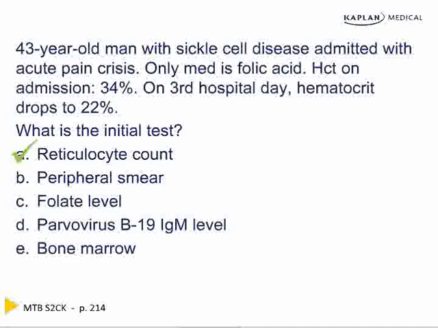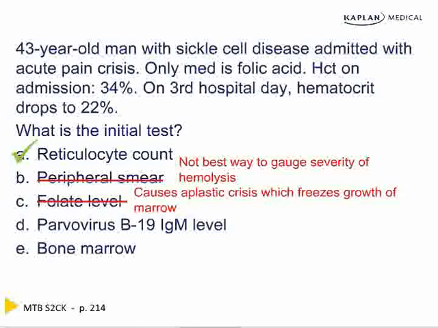This is parvovirus. But with parvovirus, the first thing you do to see whether it's freezing that marrow is the reticulocyte count. Remember, the peripheral smear can't gauge the severity of hemolysis, and the peripheral smear doesn't help us here. We know the guy's got sickle cell disease. If he's on folic acid, there's no point doing a folic acid level right now. You see, folic acid deficiency causes aplastic crisis, which freezes the growth of the marrow, but he's on folic acid. Parvovirus suddenly freezes the marrow in people with hemoglobinopathies.